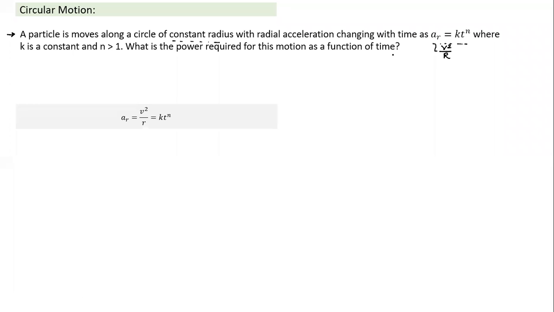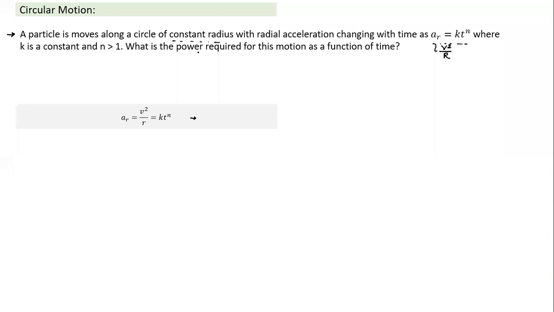Let's see how we solve it. With this information given, we need to calculate the power required for this kind of motion as a function of time. Let's first understand what these terms are and write it in a form which is easier to understand. aR is given as v squared by R, which is equal to k t². This is the first information given. Now let's look at what we need to find and see how we use what is given.